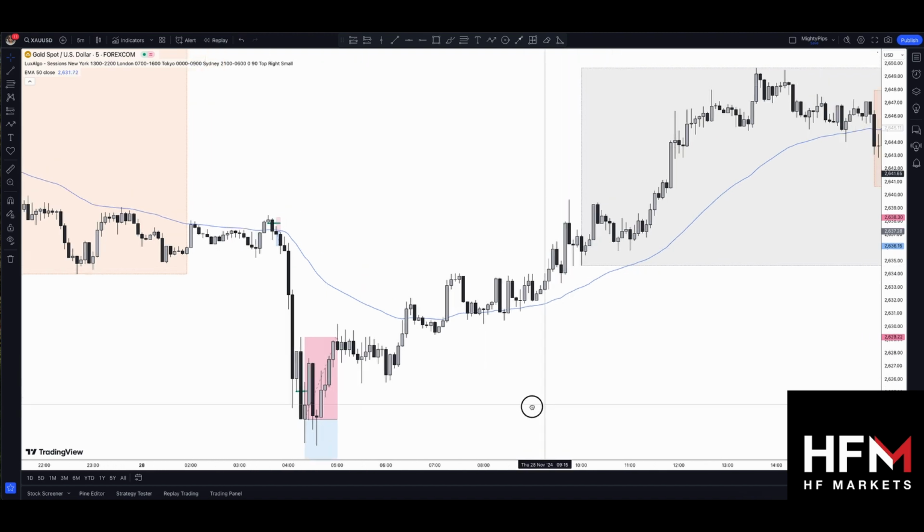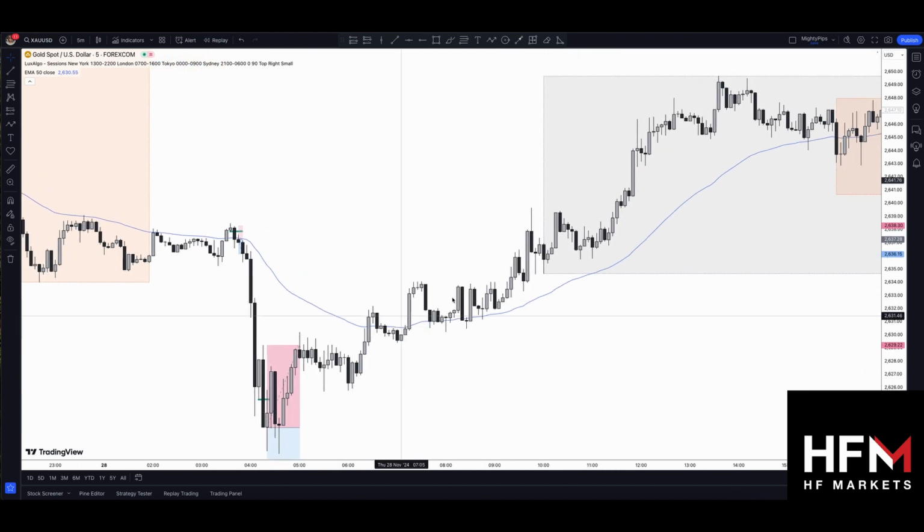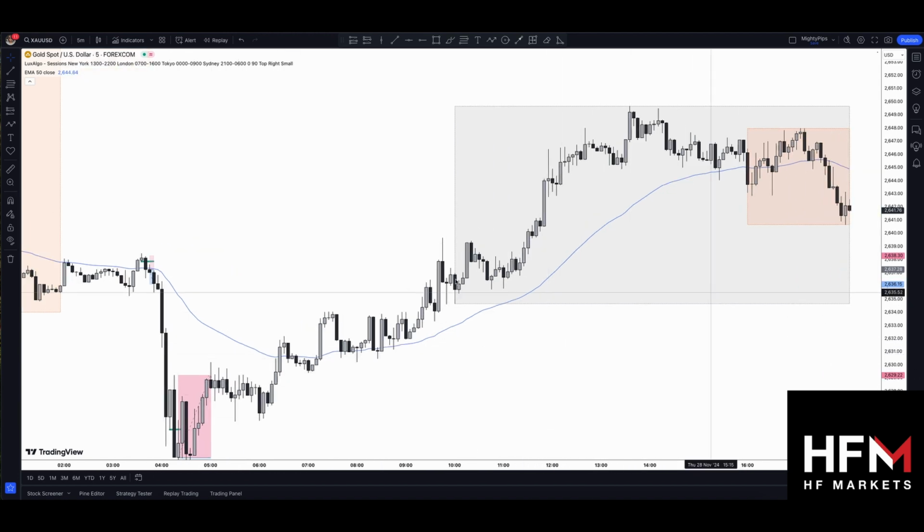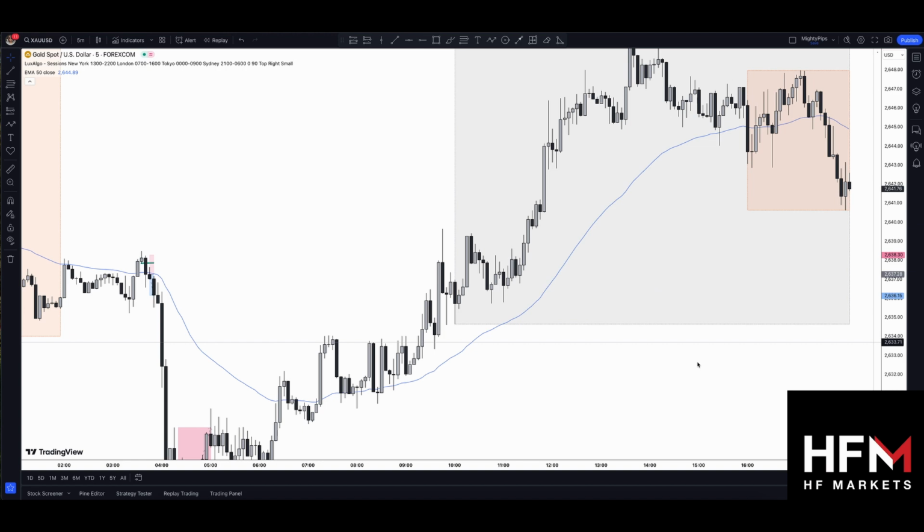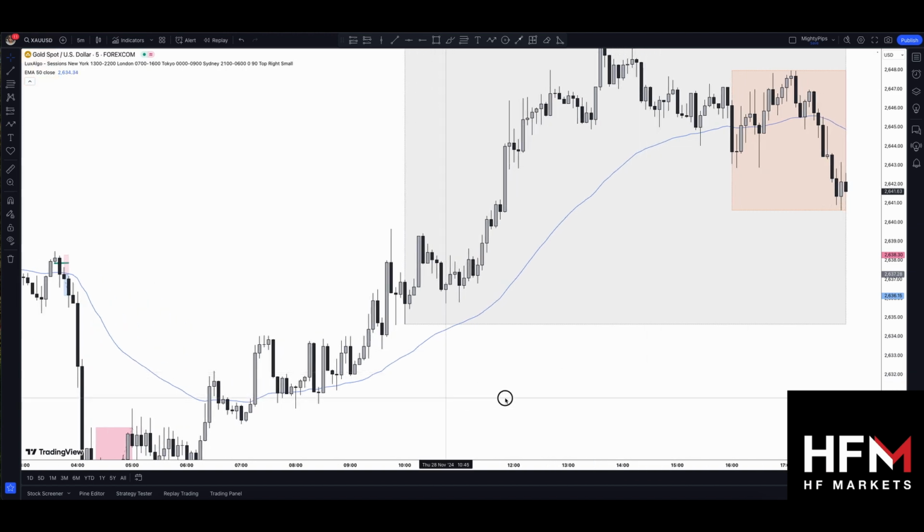Use a 50. So when the price is above the 50, you're looking for buys. When the price is below the 50, you're looking for sells. This can help you with gauging the trend, right? So we are looking for a buy now.